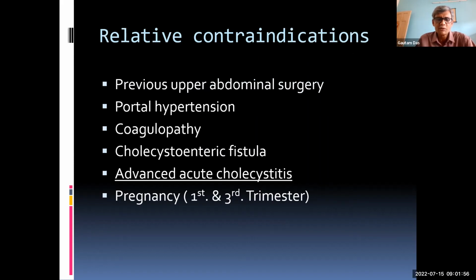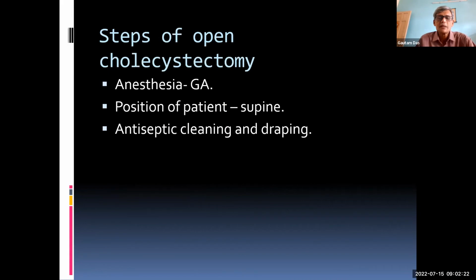And these are some relative contraindications. So this is portal hypertension. You can appreciate the bleeding from the portal venous tributaries around the gallbladder. And in case of advanced acute cholecystitis, as Professor had mentioned, grade 4 acute cholecystitis, and pregnancy also may be a relative contraindication. Now, all that regarding laparoscopic cholecystectomy.